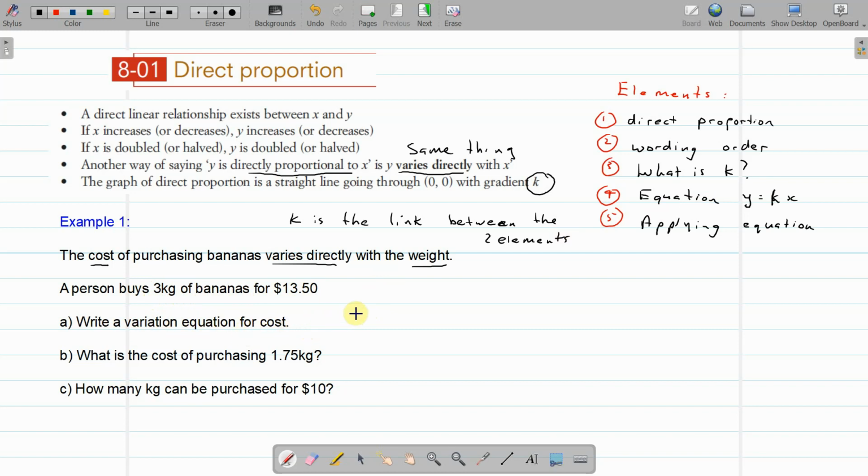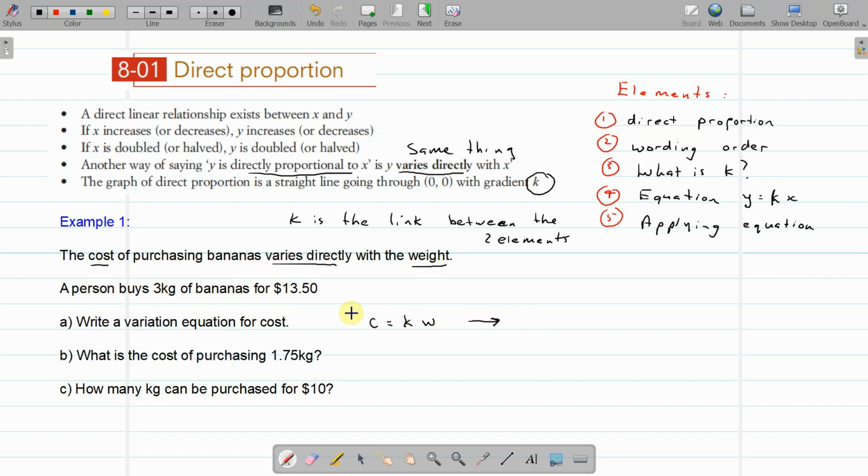Now this is our variation equation idea. Variation equation for the cost. Over here we put y first and x second; here it's cost first and weight second. So the cost equals k, which is what we're going to find out, times the weight. W for weight, C for cost. Now we can put these numbers into here and find out what k equals, the link. So the wording gives you the scenario, and we use these numbers to work out what k is.